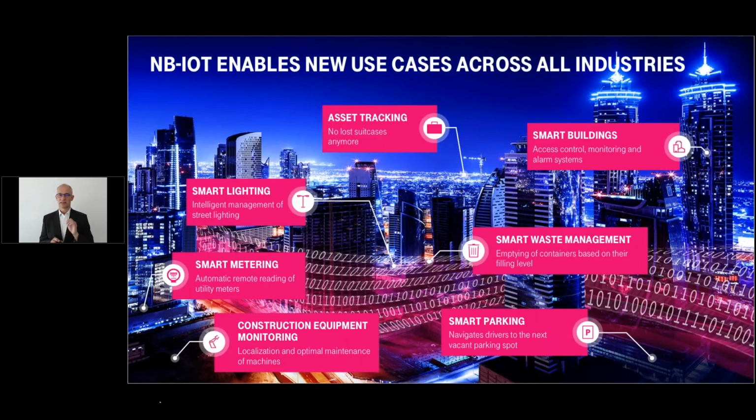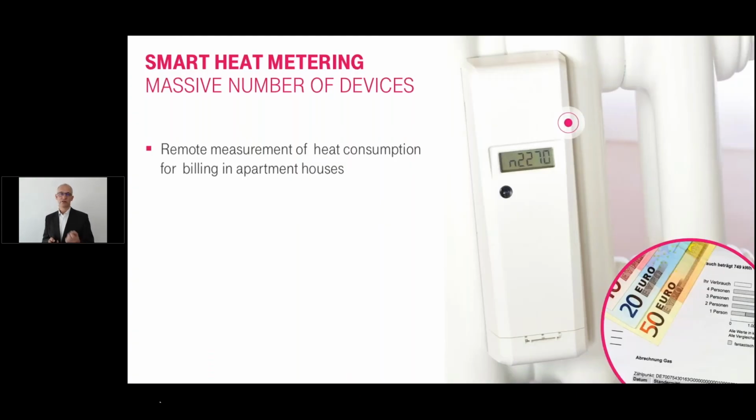Now, all of the use cases that I selected here, we do together with our customers. One of the use cases I like most is smart metering heat because it shows just the potential of NarrowBand IoT. With that, you're able to do remote measurement of heat consumption in apartment houses, and with that, you can provide the billing for it. There are millions of devices out there, and NarrowBand IoT is a technology that can really support that use case. In the end, it reduces labor costs, and it also increases convenience for customers.